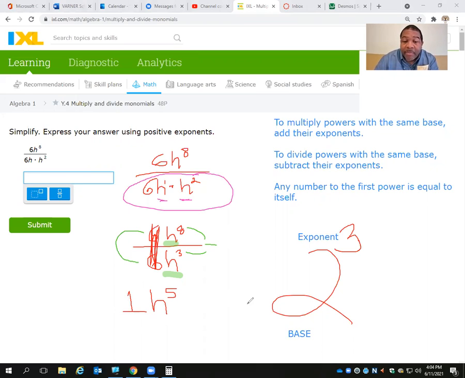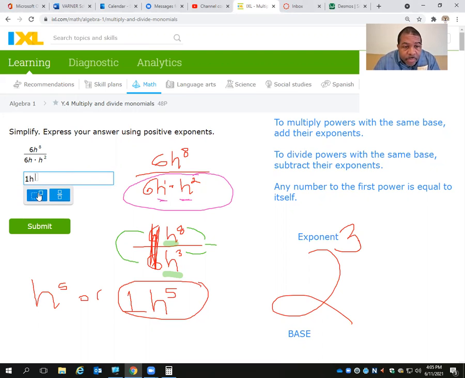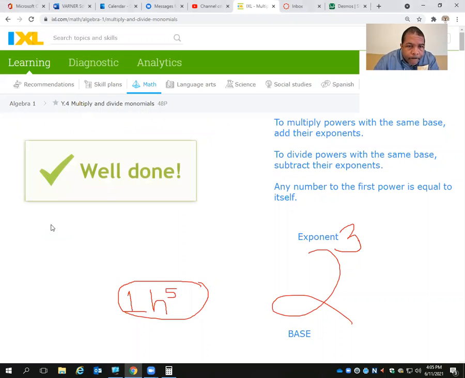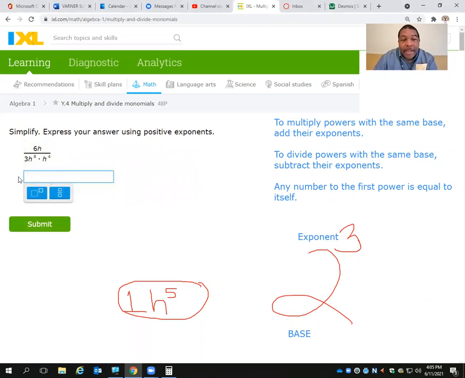Now, you can also have h5 because there's a hidden number 1 here. So you can have h5 or 1h5. But for IXL, we're going to include the 1, because this is how this online system works. So 1h, oh, not squared, should be 5. Okay, let's see if I've done this. Well done.